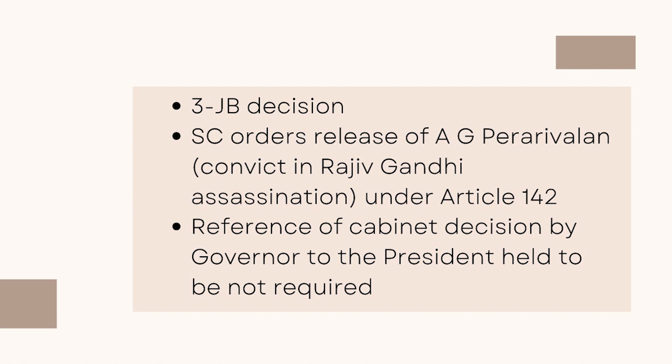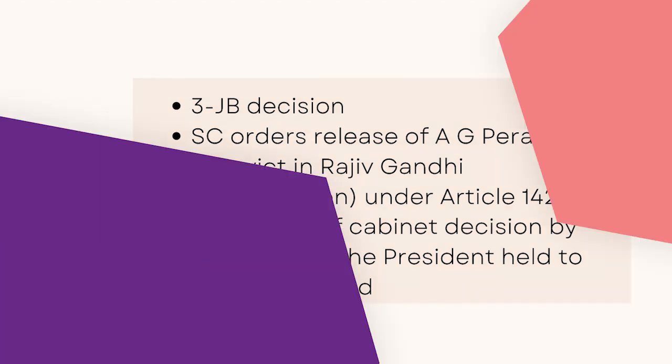Additionally, there was also a tussle between the governor and the president, because in this case, the Tamil Nadu cabinet has already communicated their decision to release Mr. Perarivalan back in 2018. But the governor, instead of granting pardon under Article 161, referred this cabinet decision to the president. So in this case, the court has discussed that debate and also used Article 142, which makes it a very important judgment which can be tested in the CLAT examination.